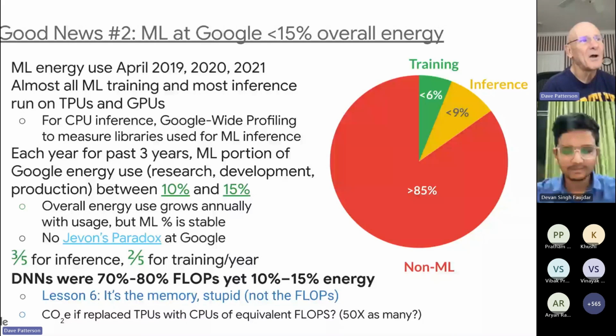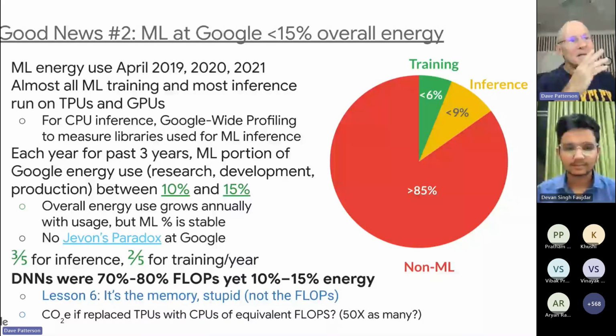To our surprise, each year between 2019 and 2021, the pie chart looked like this. Between 10 and 15% of the energy was for ML, the rest for other things that Google does, like YouTube and documents. The pie got bigger every year because you get more customers, but the slice for machine learning remained under 15%. A question people had is how much of it was for inference and training? At Google, it was 3/5 of that 15% or less for inference and 2/5 for training.